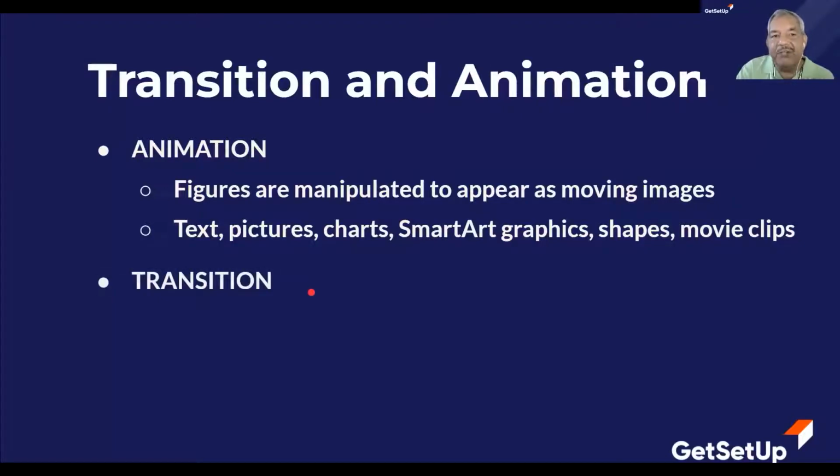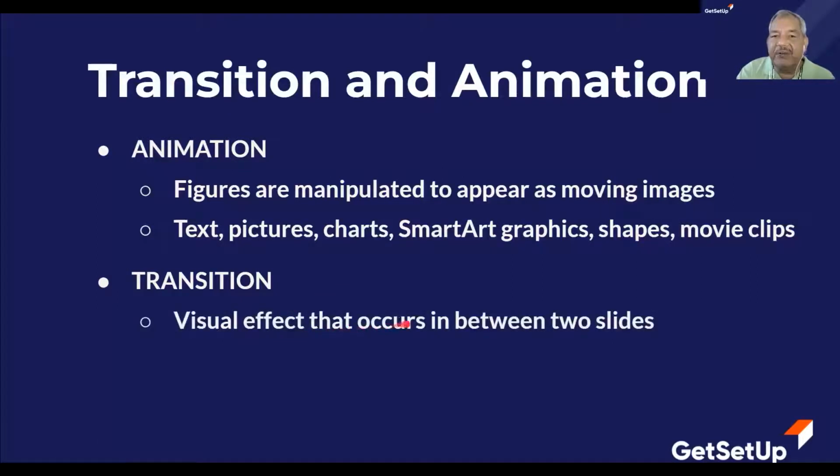Then coming over to transition. Both these things seem a little similar, but they have different effects. Animation is more on objects, in the sense that it could be a text, picture, chart, or any of the graphics. Within transition, it is a visual effect that occurs in between two slides. Normally at the click of the mouse, or when we are presenting through a slide presenter, the next slide comes and just moves in place of the previous one.